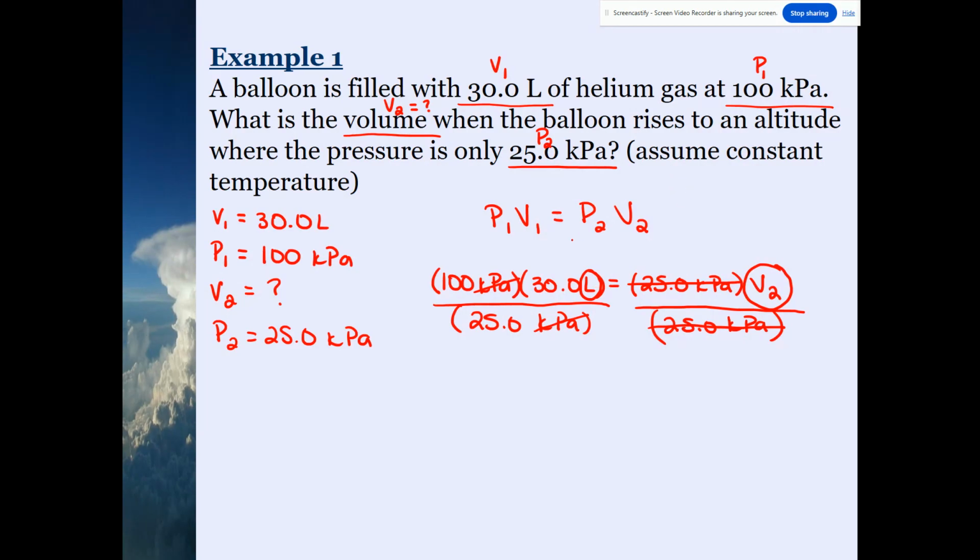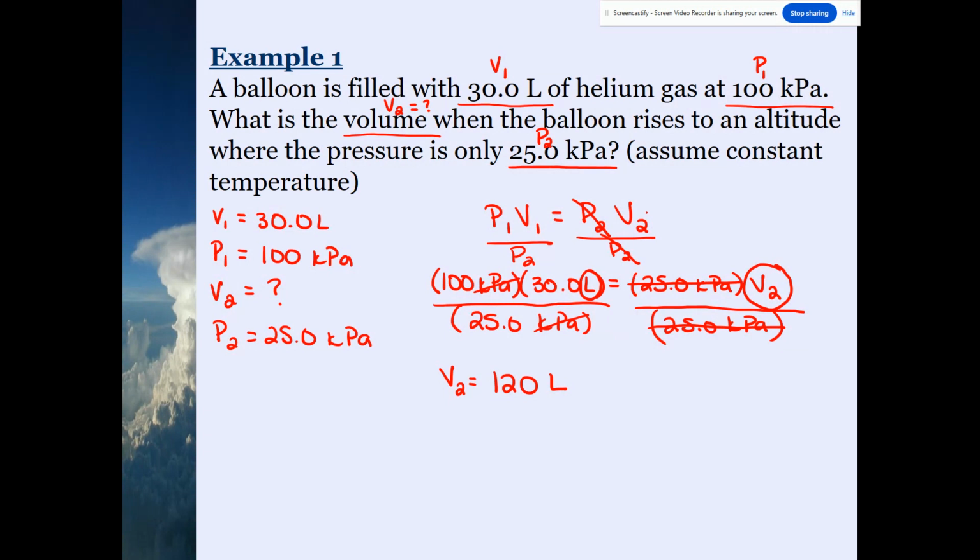If you wanted to rearrange the formula first and then put your variables in, your formula would be V2 equals P1 times V1 over P2. Then you don't have to move the numbers around. Whichever way you prefer works. So now if I put this into my calculator, I have 100 times 30 divided by 25. We get an answer of 120 liters. Make sure you always have units with your answer.